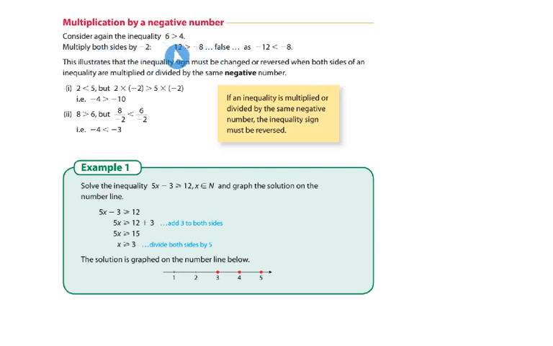Okay, so if we consider an inequality, 6 is greater than 4, fine. If we multiply both sides by minus 2, we're going to get minus 12. And then if we left the inequality pointing the same way, we're going to get that it's greater than minus 8. But that's not true. Minus 12 is not greater than minus 8. Minus 12 is less than minus 8. So this illustrates the inequality sign must be changed or reversed when both sides of an inequality are multiplied or divided by the same negative number. Here are two little simple examples. You can read them yourself and see that it makes sense.